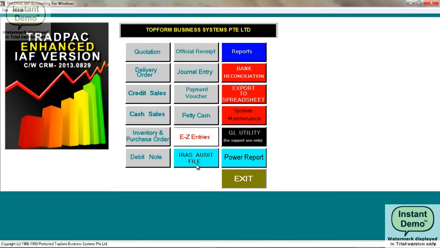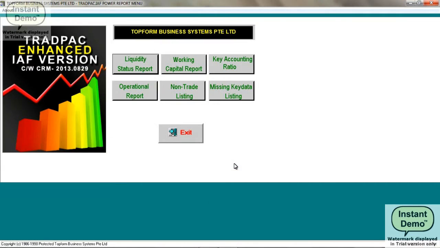Let us show you the power reports. Perhaps this is a much bigger reason why you should be doing the update, because this is management accounting. Management accounting is information meant for the management to update and keep themselves informed so that they can make good business decisions. Sad to say, accounting information by and large is not used in this manner.